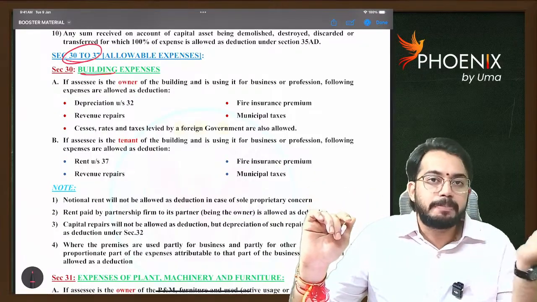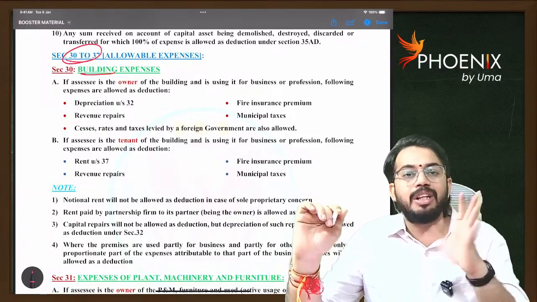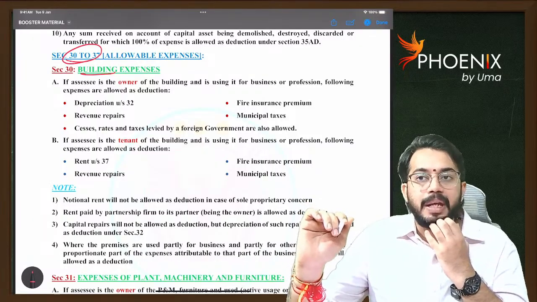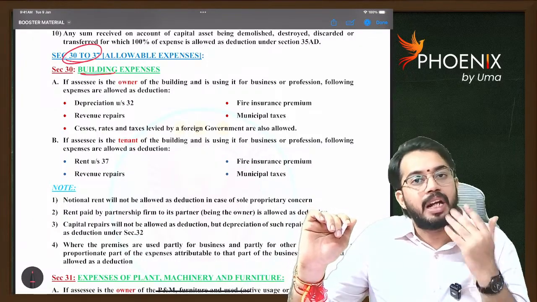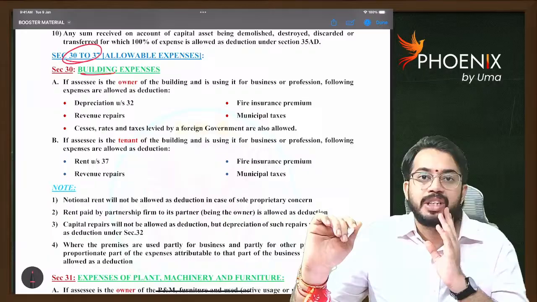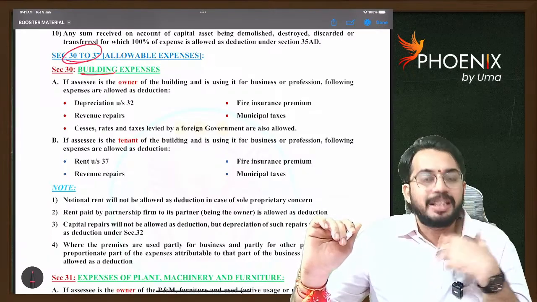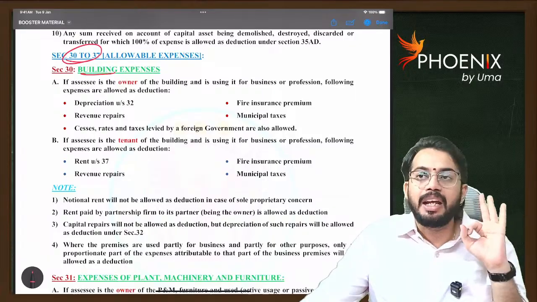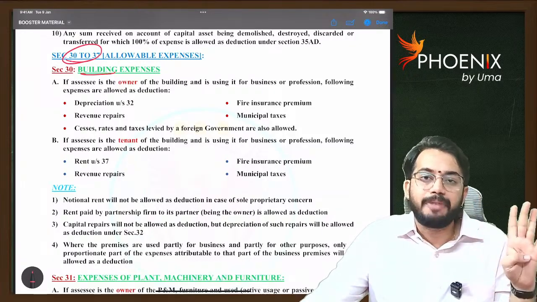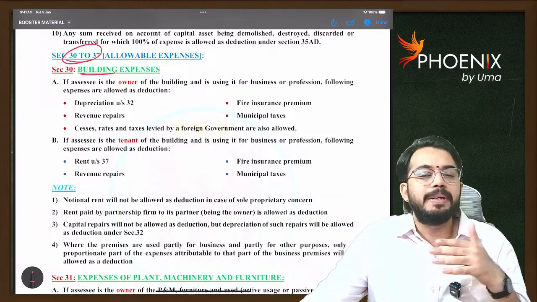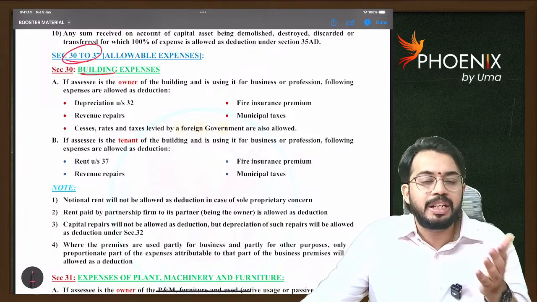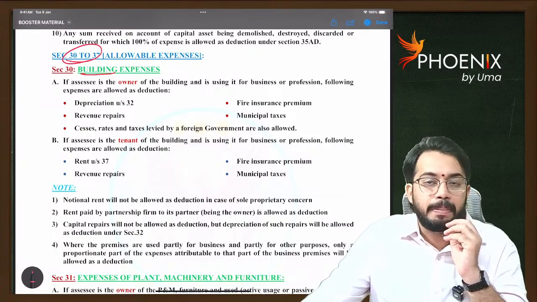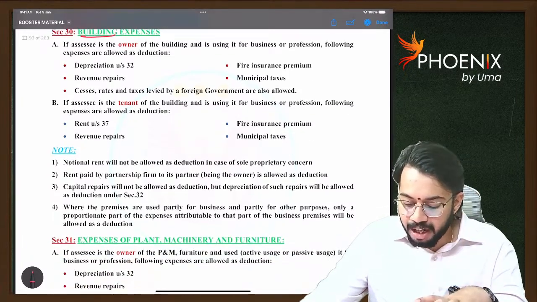Similarly, if I paid municipal taxes, property taxes, that is also allowed as deduction under PGBP. If I paid fire insurance premium, that is also an expenditure allowed as deduction under the PGBP head. So as an owner, I can claim depreciation, revenue repairs, property taxes and fire insurance premium. All these expenses, which are revenue in nature, are allowed as deduction under PGBP as per section 28. Are you able to understand?